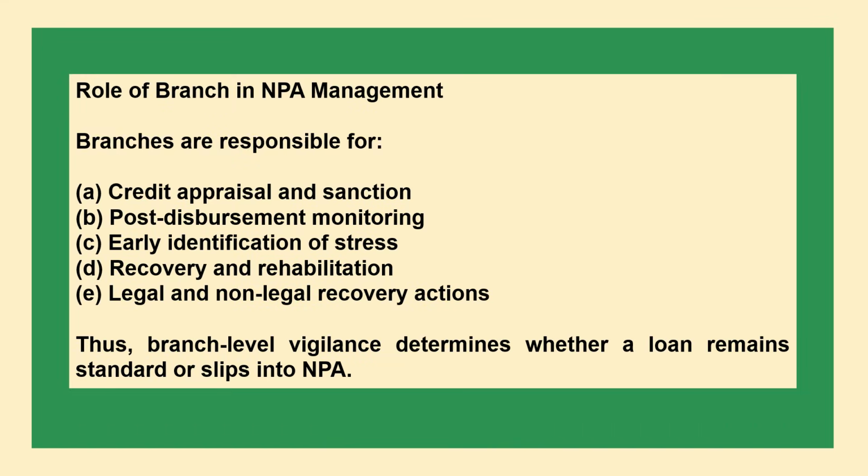Role of branch in NPA management. Branches are responsible for credit appraisal and sanction, post-disbursement monitoring, early identification of stress, recovery and rehabilitation, and legal and non-legal recovery actions. Thus, branch level vigilance determines whether a loan remains standard or slips into NPA.